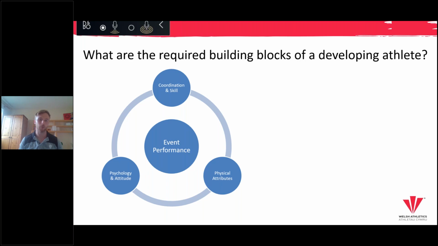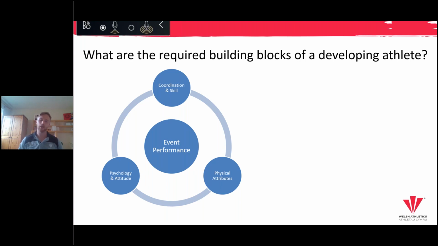So there's event performance, which is obviously impacted on by coordination and skill, so the actual technique of the event itself. The athlete's physical attributes, and we have both things that are not changeable, such as height and structure, and things that are changeable, such as flexibility and strength qualities, which we'll get into later. And then psychology and attitude, which obviously underpins the other two as well in terms of their consistency of training and their attitude towards training and competition.